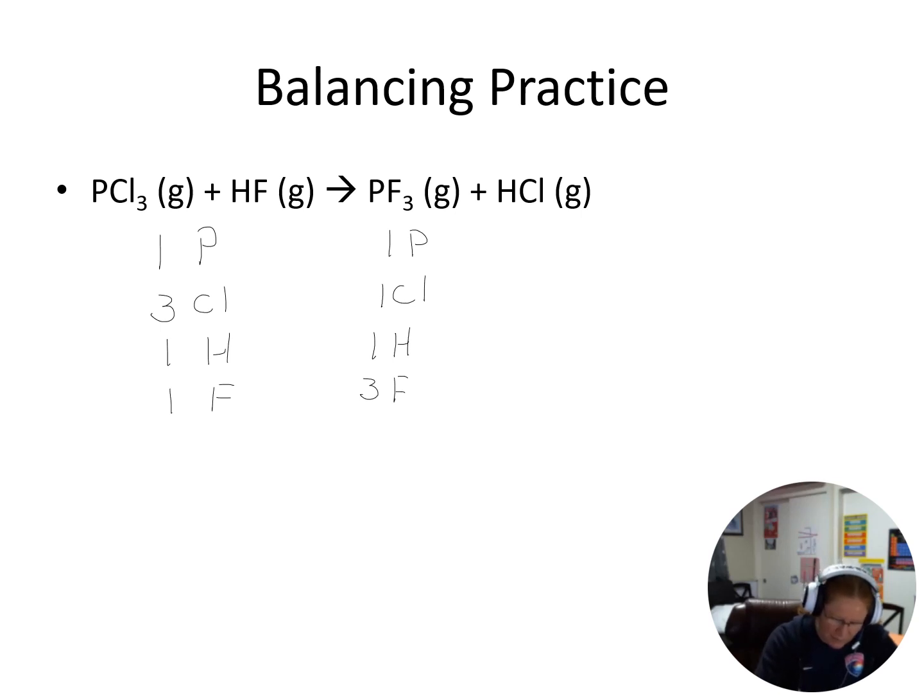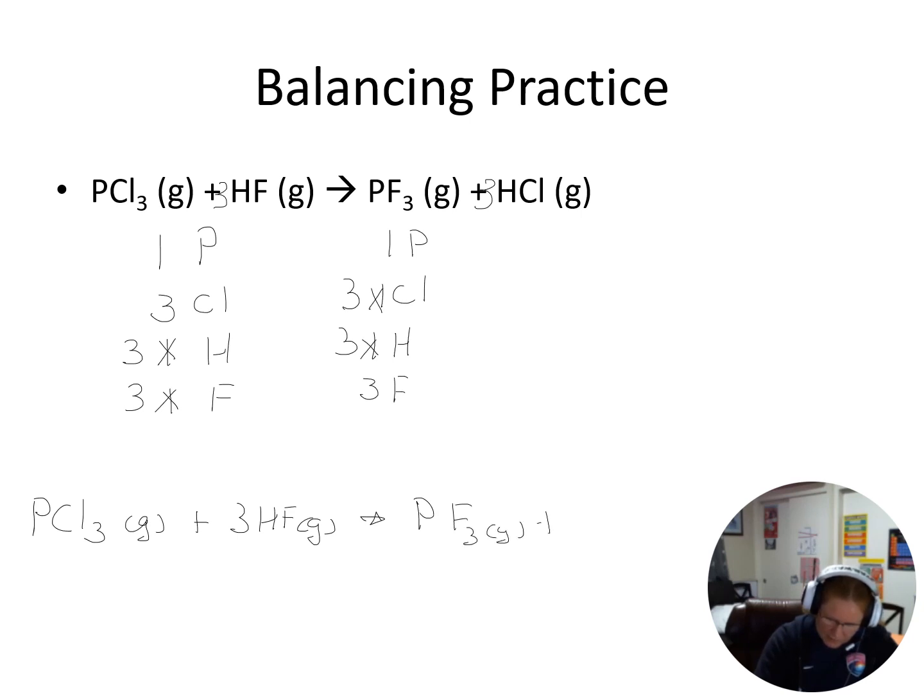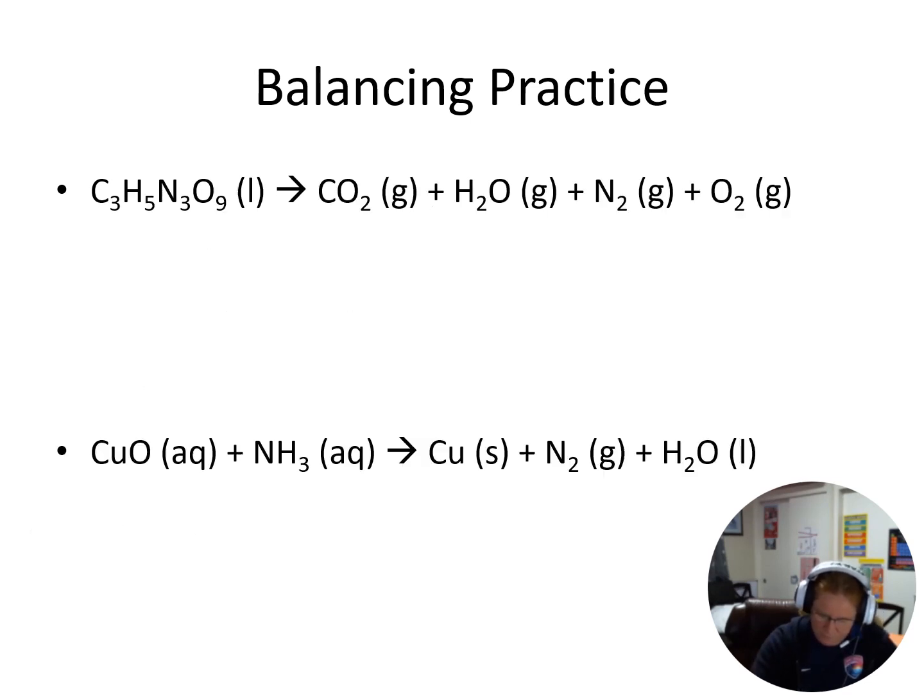Let's see. What would happen if I put a 3 here? That would change this to a 3. Now that balances the fluorine, but it unbalances the hydrogen, and I still don't have the chlorine balanced. So what if I put a 3 here? That gives me 3, and now everything balances. So I get phosphorus trichloride plus 3 hydrogen fluoride yields phosphorus trifluoride and 3 hydrogen chloride.